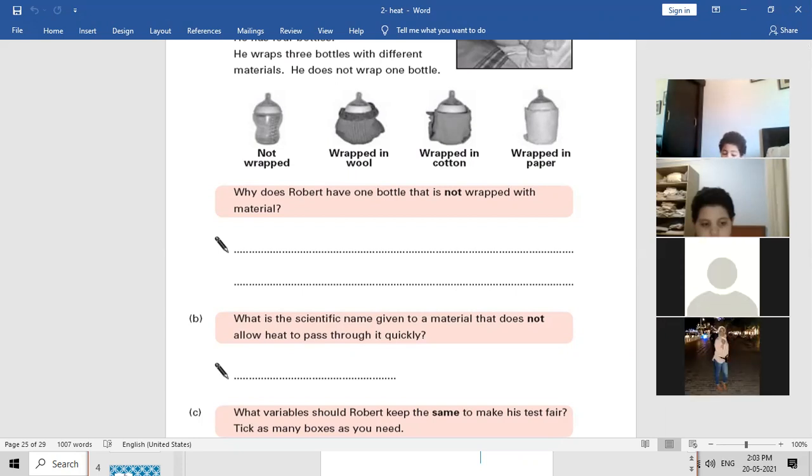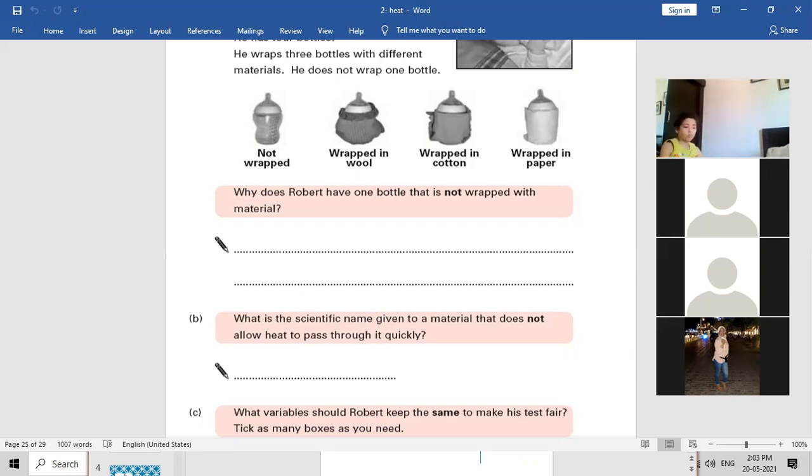Yeah, Adham, do you have another answer? So he can do an experiment and to see. I understand what you're saying. Okay, Adham, I will right away tell you what I understood from your answer. But first I have to hear Mira. What do you think? Why do you think he left 1 bottle unwrapped, Mira? Because I think he's going to do an experiment. So this is what Adham said.